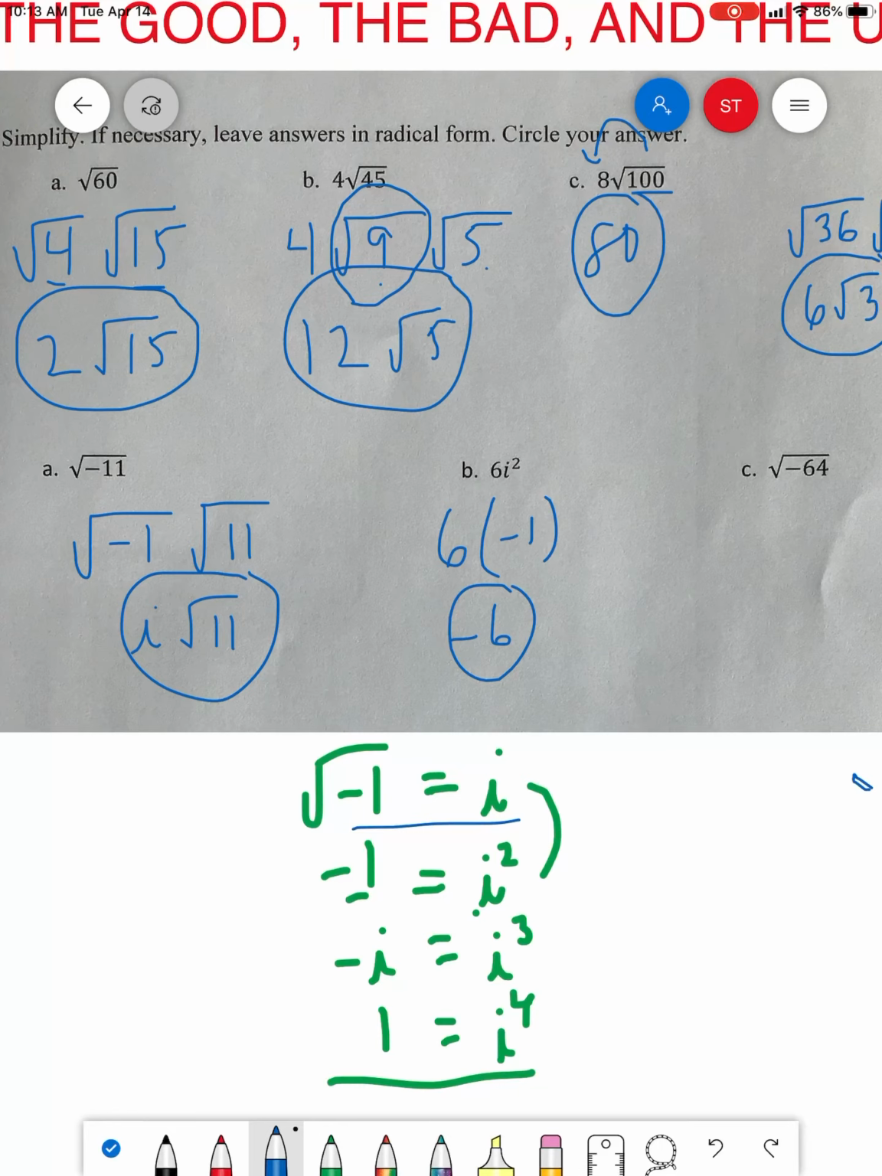And then over here, check this out. 64 is on my list. So what's the square root of 64? Well, let's break it down like this. What's the square root of negative 1? That's i. And what's the square root of 64? 8. But nobody writes it like that. So my answer is 8i.